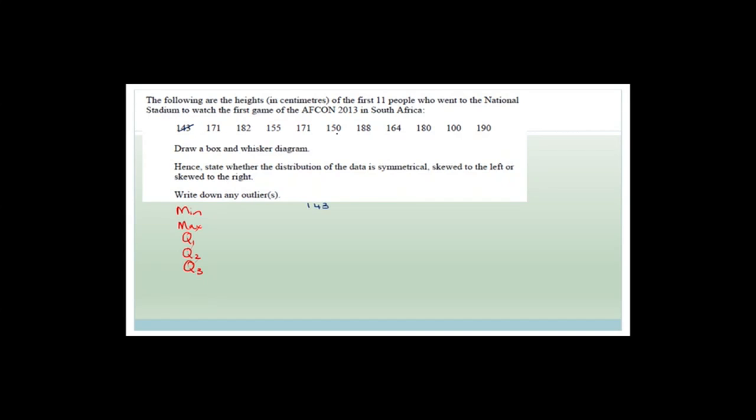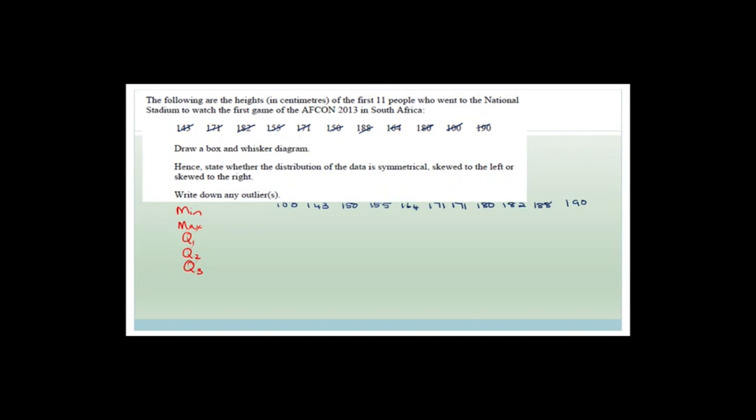143, tick. The next biggest number is definitely 150. Next up is 155. Then there are no more 150s, so it's going to be, oh, there's 100 over here. Whoopsie, 100. Okay. Then we've got 164. We have two 171s. 171, so if we're looking for a mode, that would be it. 171, 171, 180, 182, 188, and then finally 190.